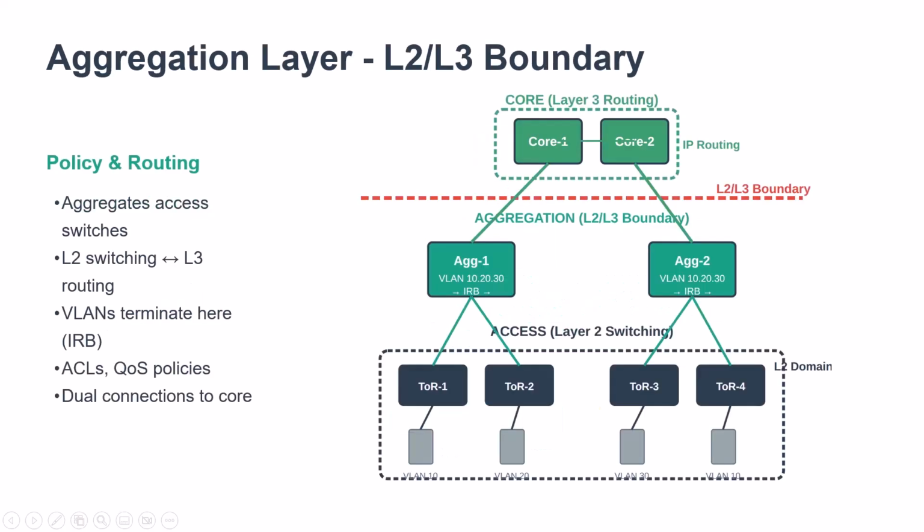Moving up, we have the aggregation layer, sometimes called the distribution layer. This is where things get interesting. The aggregation layer aggregates connections from multiple access switches, provides redundancy through dual-homed connections, implements policy like access control lists and quality of service, and handles layer 2 to layer 3 boundaries. More on this in a moment. Typically, you'll see access switches connected to pairs of aggregation switches for redundancy. If one aggregation switch fails, traffic automatically reroutes through the other.